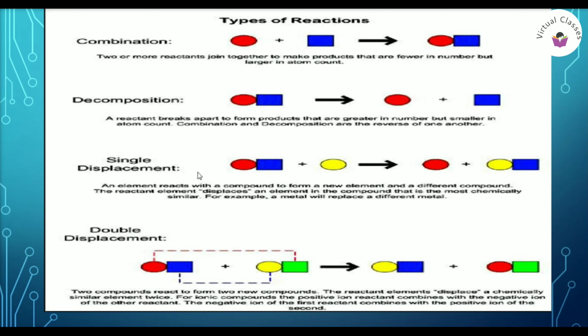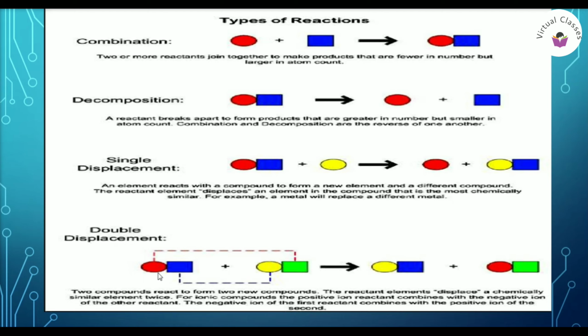The next type is single displacement reaction. Here, an element reacts with a compound to form a new element and a different compound. The reactant element displaces an element in the compound that is the most chemically similar. For example, a metal will replace a different metal.